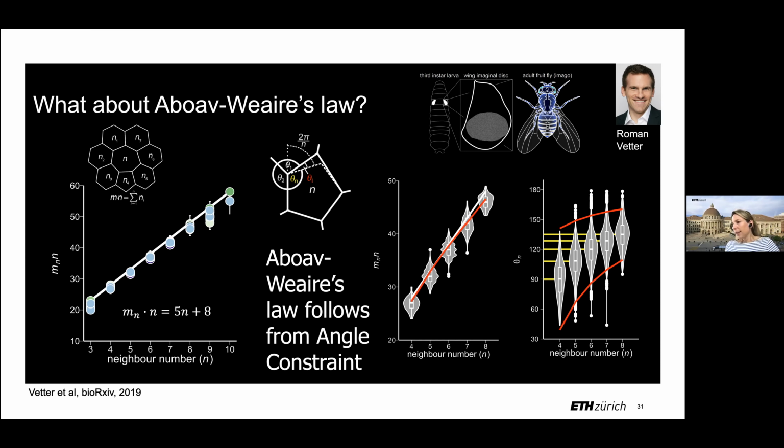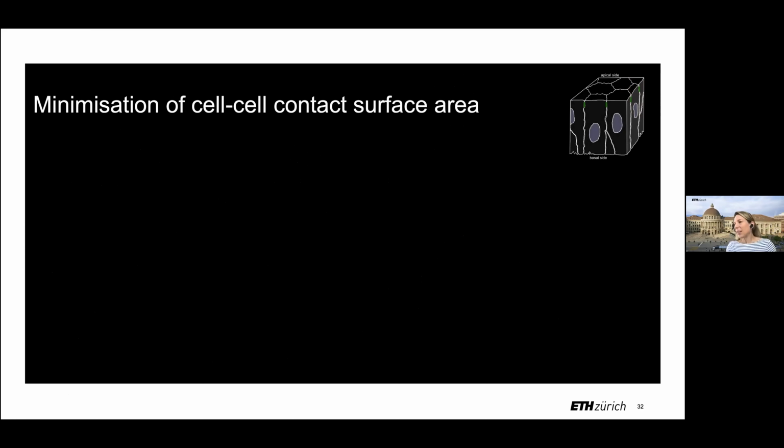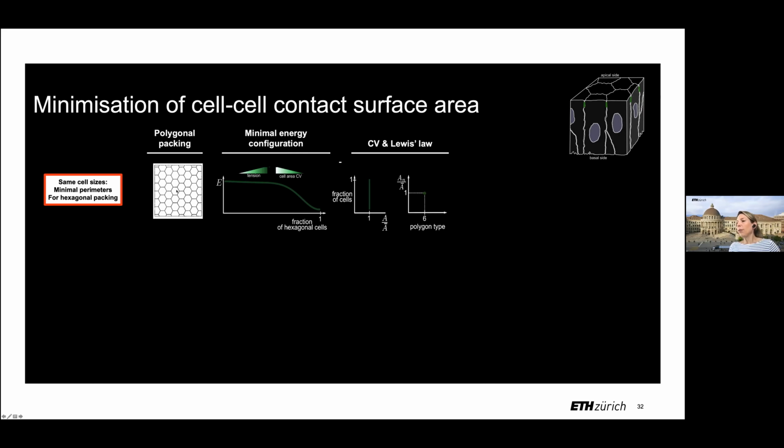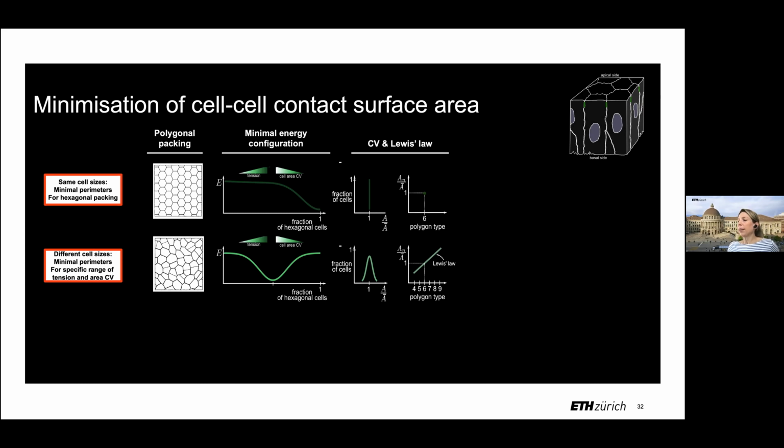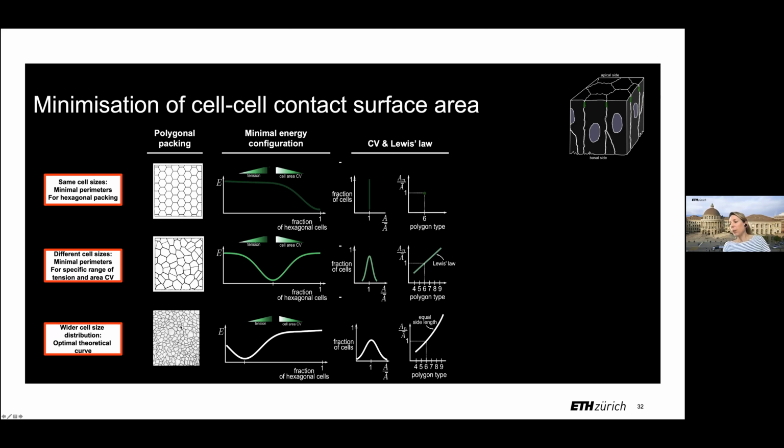And so to sum up this part, if you had polygonal lattices where all polygons have the same area, then you would expect hexagonal packing because that would give you the smallest combined perimeter. But if you increase variability, then you get the smallest combined perimeter if the cells follow Lewis law. If you further increase that area variability, then you're getting equal side lengths only if you're following this quadratic law.